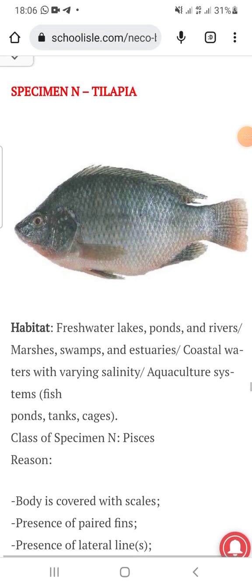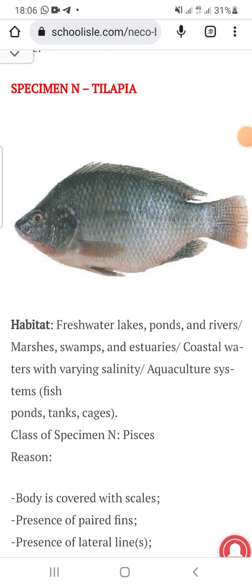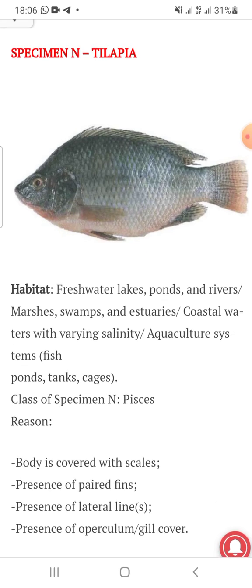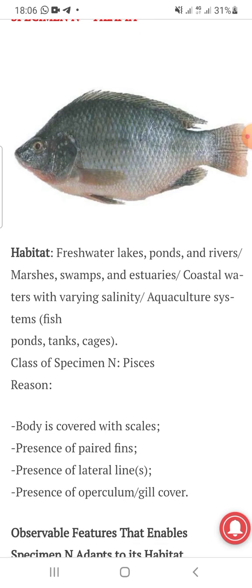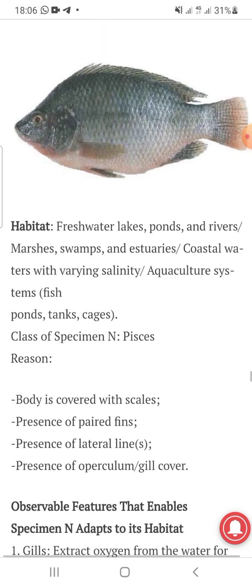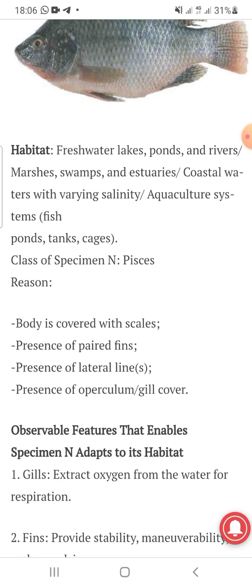Let's look at specimen N, a tilapia fish. Habitat: freshwater lakes, ponds and rivers, marshes, swamps, and estuaries, coastal waters with varying salinity. Aquaculture systems like fish ponds, tanks, cages. Class of specimen N. Species.